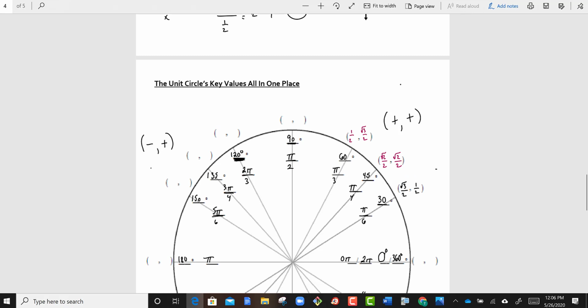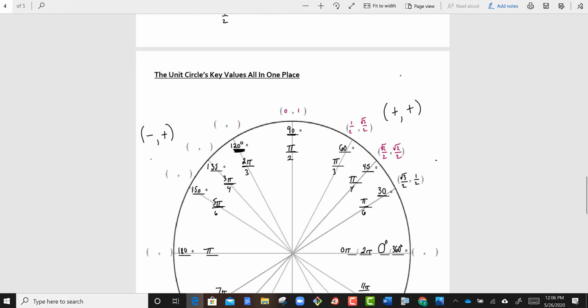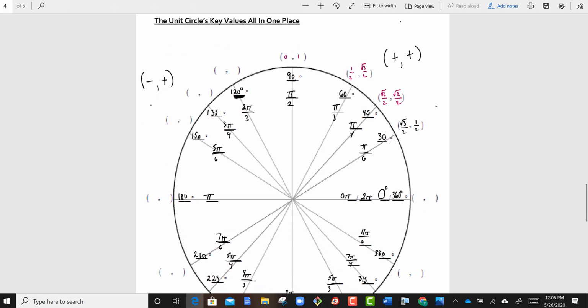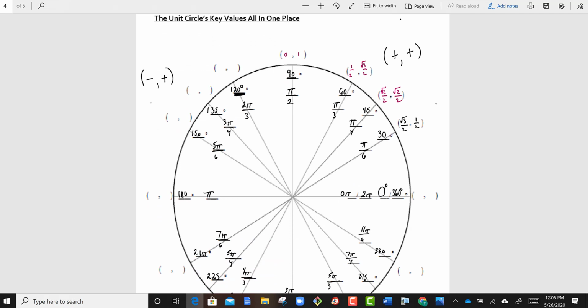90 degrees is easy because we've gone up 1 unit. So the y coordinate is changed to 1. The x-coordinate hasn't changed at all. So 0, 1 are the coordinates. And then we're going to use the idea of reference angles to get the rest of these ordered pairs very quickly. So think about the next angle, 120, and think about what its reference angle is. Its reference angle is 60 degrees because it's 60 degrees from the x-axis.